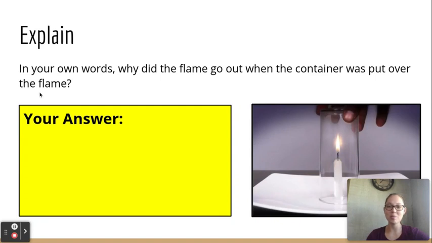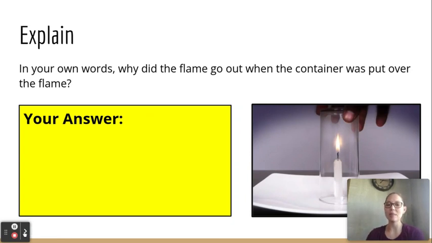Now I also want you to explain why the flame went out when the container was put over the flame. Again, you are going to explain in your own words why this is happening and why we saw that change from the candle being lit to going out once the container was on top. As you need to write your ideas down, pause the video and come back to me. All right, welcome back. Thank you for sharing your ideas with me on this slide.